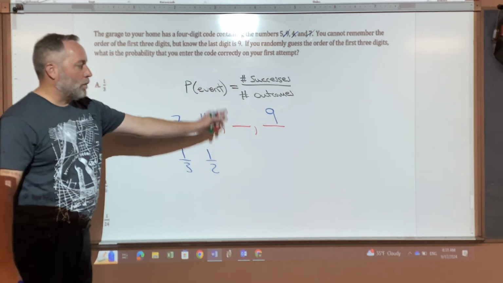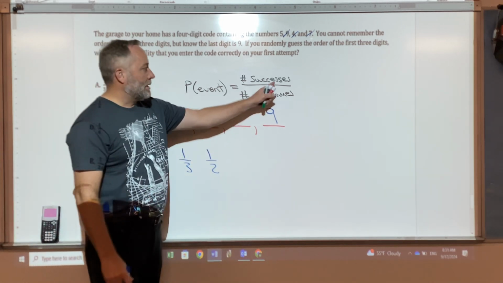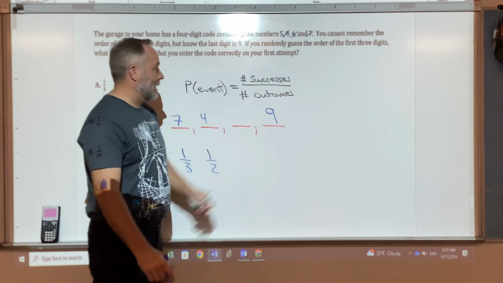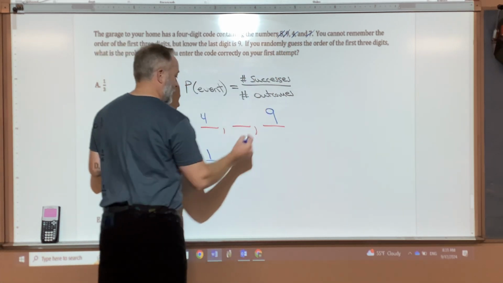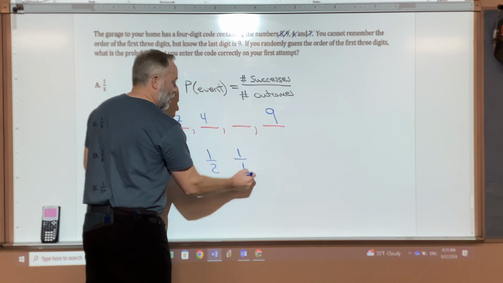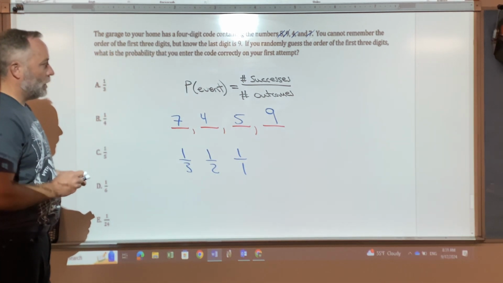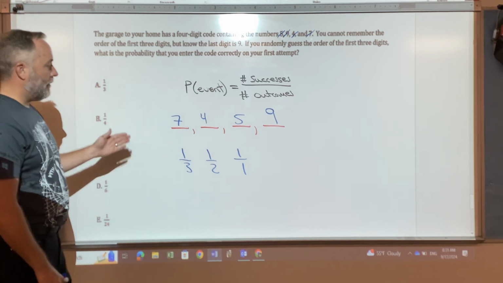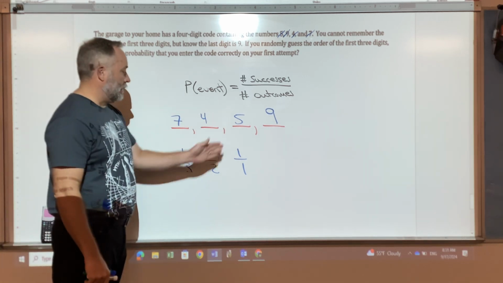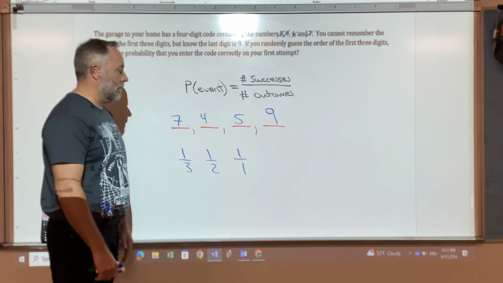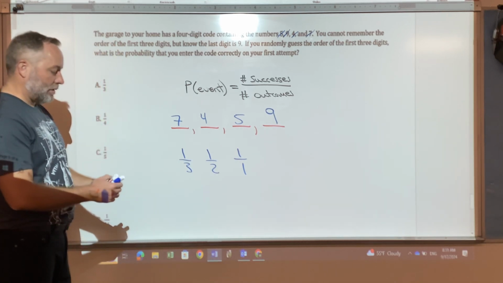So the 4 goes here. Now we have just 1 digit remaining, 1 success, and 1 outcome remaining. It has to be that 5. So we have a 1 out of 1 chance of getting that code. Okay, and so we have these 3 digits. Here's the probability that we will guess those digits correctly.